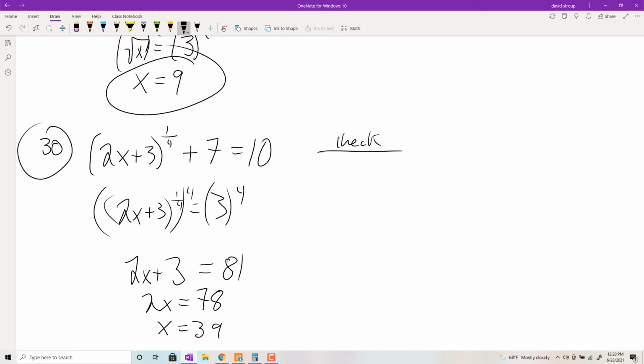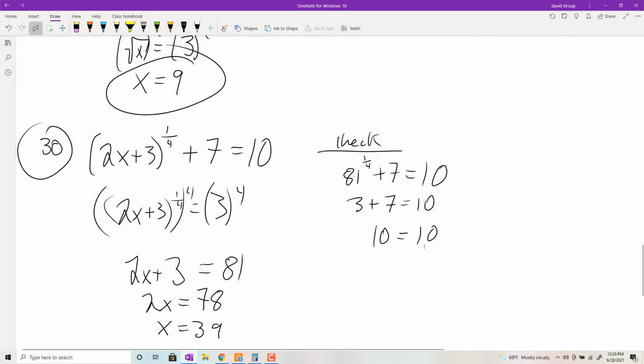So 2 times 39 is 78, plus 3 is 81 to the 1/4 plus 7, and does that equal 10? Fourth root of 81 is in fact 3. 7 plus 3 is 10. 10 equals 10, so you're good. And you have to show these checks on the test. You can't just tell me you did it in your head, because I want you to show me the checks, show me the work. Otherwise, I can't give you full credit.